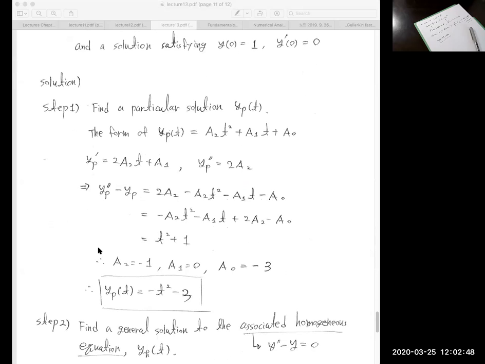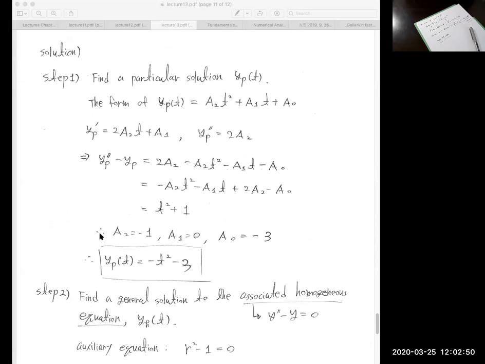So now we're going to find yp prime, yp double prime, and then plug them into the differential equation. Then we're going to get this t. We see that here, negative. Can you see that here? Doing a little bit of algebra, we got this, right?